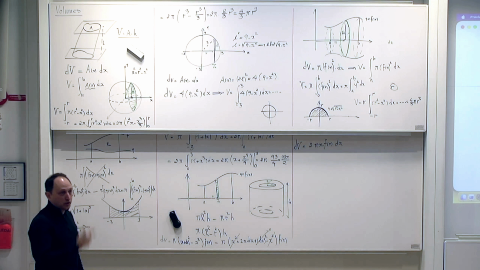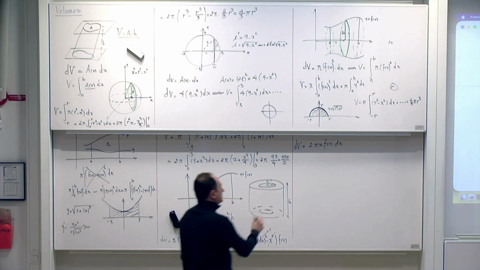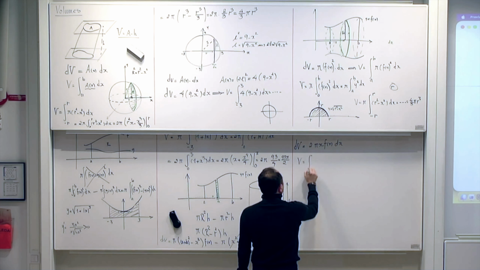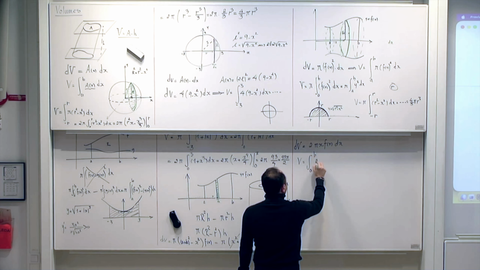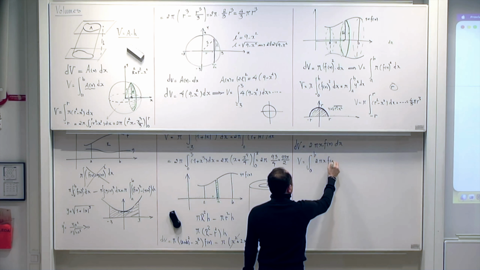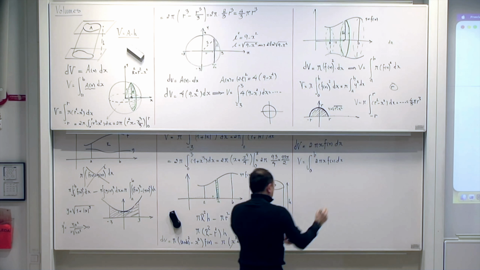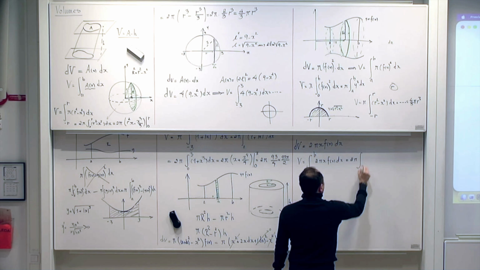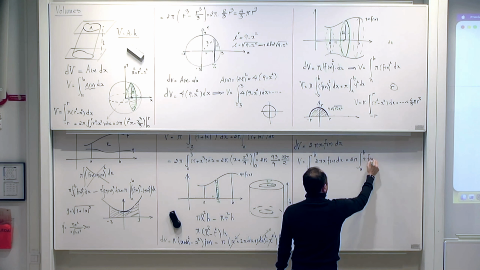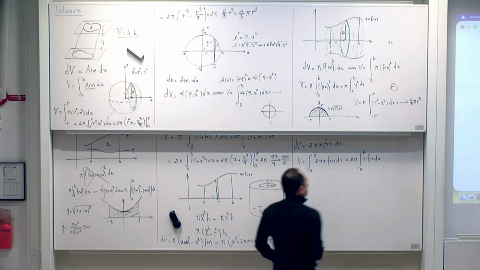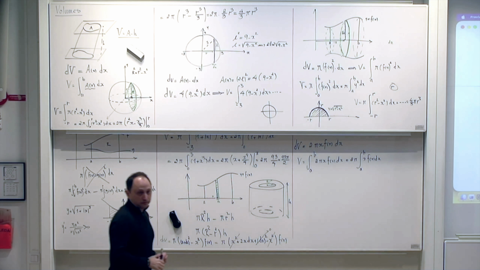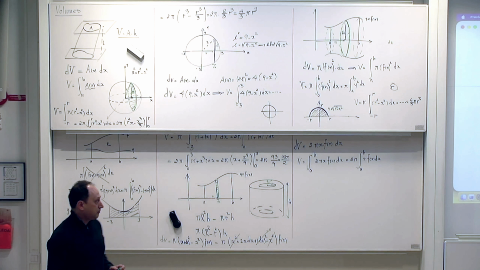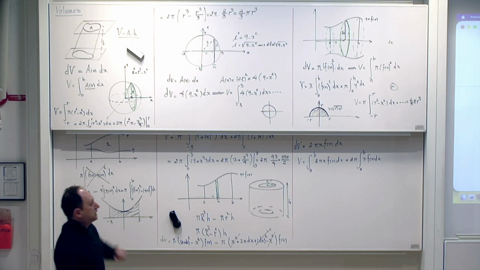And then you want to add them up. Add them up means integration. So V becomes the integral from a to b of 2 pi x f of x dx. Yes, and then what happens? So it becomes 2 pi times the integral from a to b of x f of x dx. And that's the formula that I have written here.